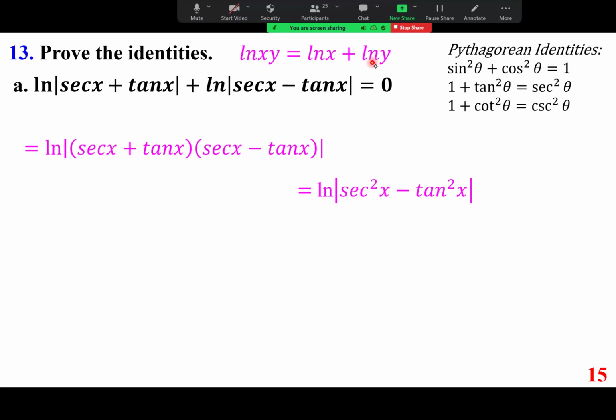I'm going to remind you of the Pythagorean theorem. So if you look at this one, if I move the tan squared, it becomes negative. Secant squared minus tan squared is 1. And ln of 1, we should know it's 0.